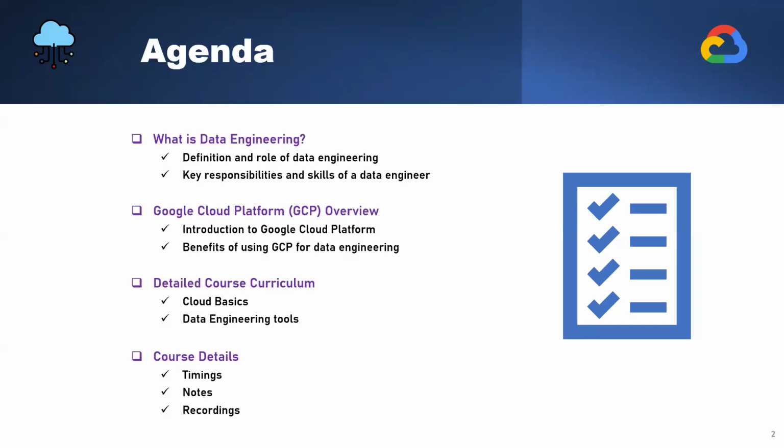All right, so first thing, we will be starting with what is data engineering. Then we will talk about the Google Cloud Platform. On a high level, I'll tell you both of these things, guys, because you are planning to become a GCP data engineer. We must know what is data engineering. We must know what is this Google Cloud Platform also. Then we will see the detailed course curriculum. And then we will talk about the course details.